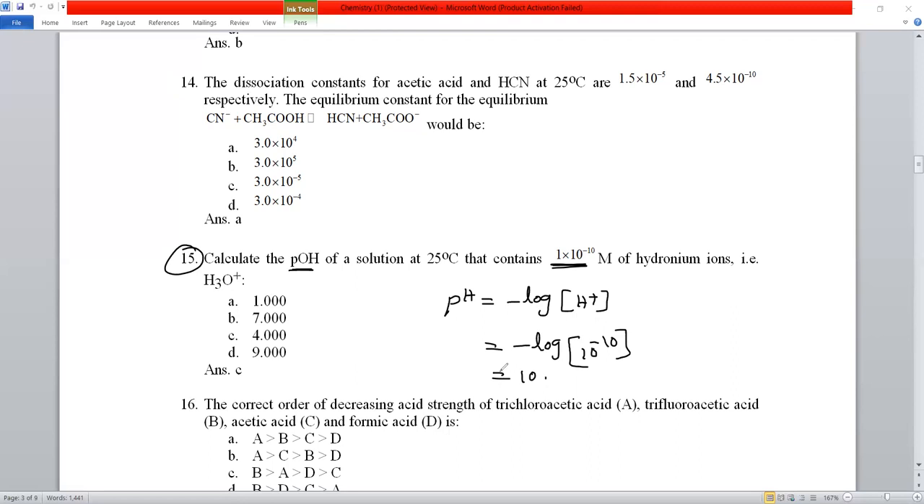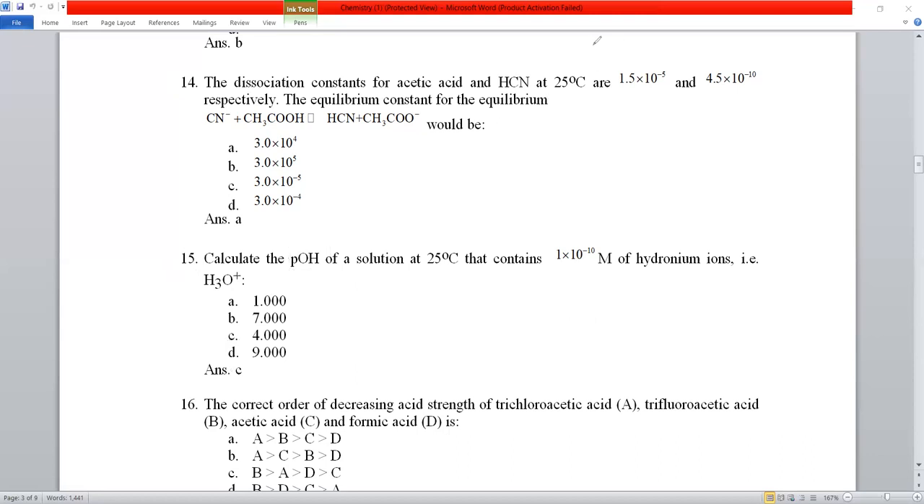pH is 10. Then what they're asking here is pOH. Since we know pH plus pOH equal to 14 at 25 degrees Celsius, we need pOH, right? So pOH equal to 14 minus 10. pH is 10, so we got 4. So the answer should be C.